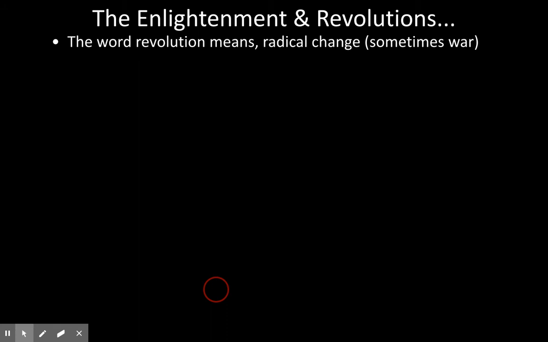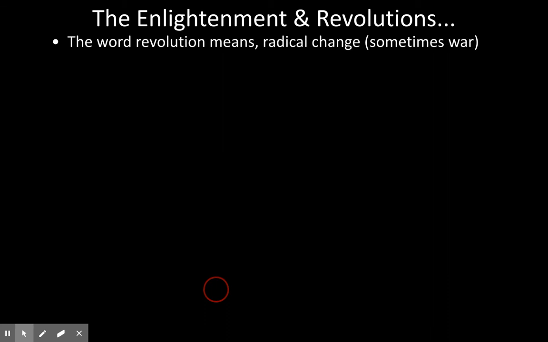Okay, let's talk about the Enlightenment and revolutions. Remember that the word revolution means a radical change, right? Sometimes it means war. Remember, during the 1600s, we put the label scientific revolution. We don't mean a war, we just mean a major change, a rapid change, a huge change in how we look at the world and the physical things that we experience.